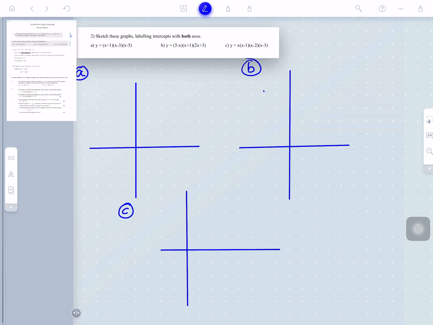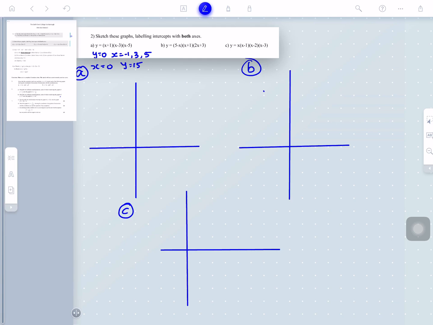We need to sketch these graphs on 3 different axes. Okay, so let's start with A. So here the x-intercepts, when y equals 0, x equals -1, 3 and 5. And when x equals 0, you get y equals 15. So I've got the x and the y intercepts.